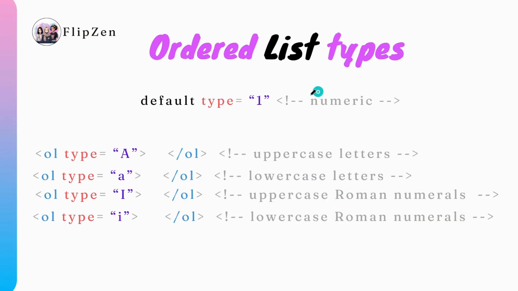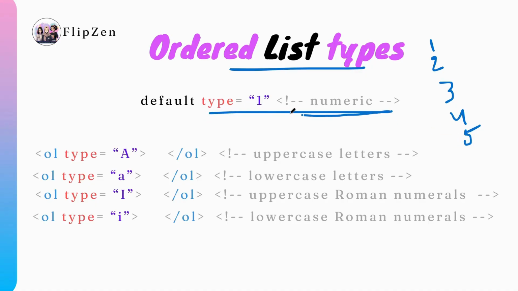Coming to the ordered list attributes, as we know, ordered list lets us display items in a specific order using numbers, letters, or Roman numerals. By default, an ordered list displays items using numbers. Just like with the unordered list, we can modify its numbering style by adding the type attribute inside the opening tag. The available values for ordered list type are uppercase letters, lowercase letters, uppercase Roman numerals, lowercase Roman numerals.